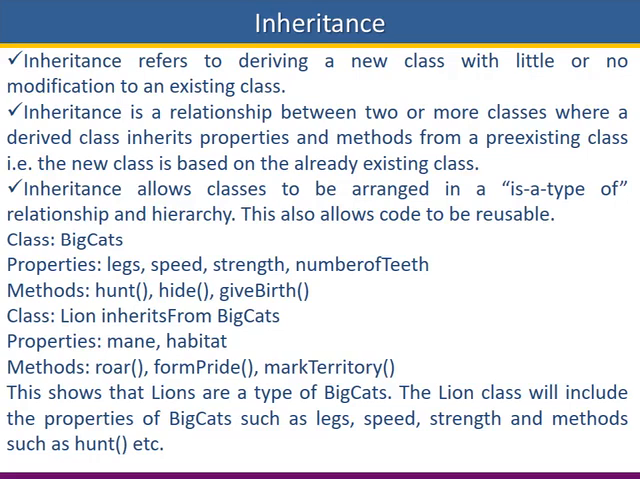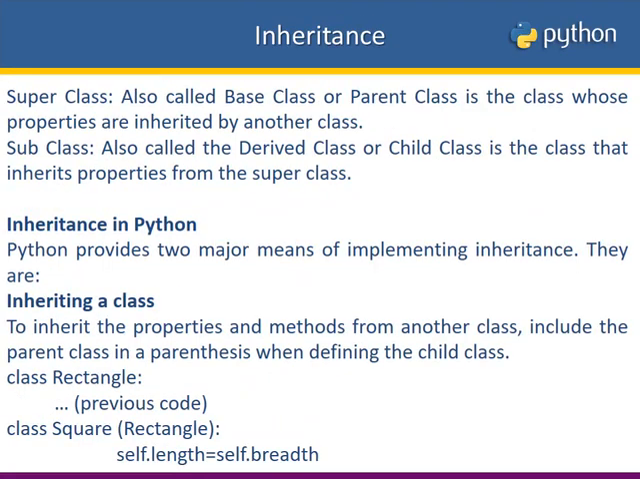So we can see that lion is a type of big cat. The lion class will include the properties of the big cat class such as legs, speed, strength, and methods. And we have the super class. Now we have discussed that in 201, that super class is also called base class or parent class, and whose properties are inherited by another class. So the super class, also called base or parent class, is the existing class whose properties are inherited.